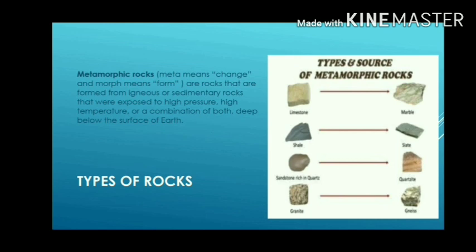So limestone can become marble through metamorphism. Shale can become slate, sandstone rich in quartz can become quartzite, and granite rocks can become gneiss. Those are the representations of metamorphic rocks. This shows how rocks change from sedimentary to igneous or igneous to sedimentary.